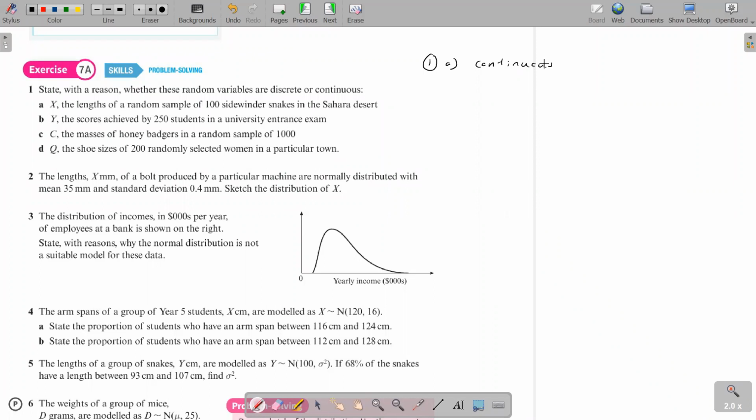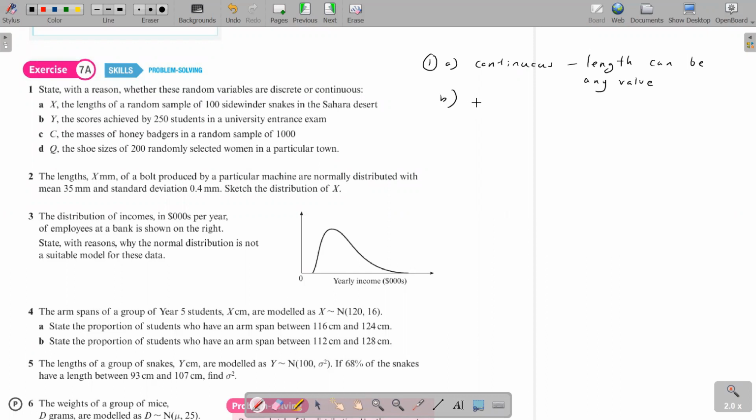And why should it be continuous? Continuous variables take any value, right? So length can take any value. It doesn't take specific values. So you can say length can be any value. That's the reason it is continuous.